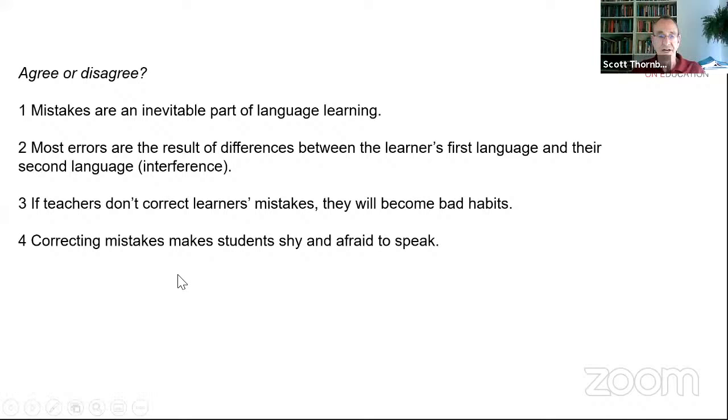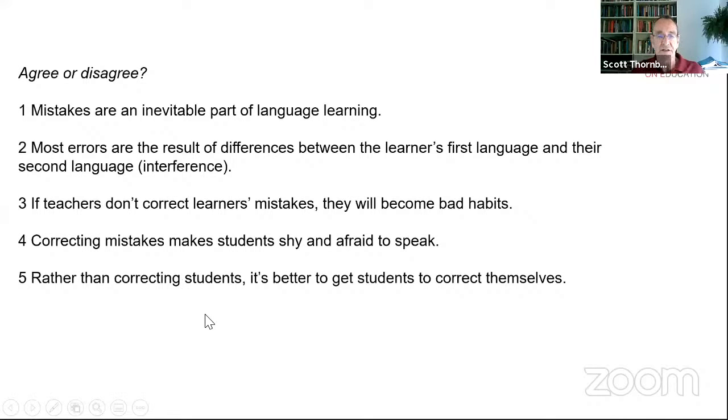Okay, brilliant. All right, number five. Rather than correcting students, it's better to get students to correct themselves. Number five, do you agree? Yes, straight off the mark. Agree, any disagreement? Don't forget, write the number and whether you agree or disagree. Strongly agree, says someone. Okay, we've got quite a lot of consensus on this one. Not always possible, says somebody. Yes, indeed. But sometimes yes, agree, and so on.